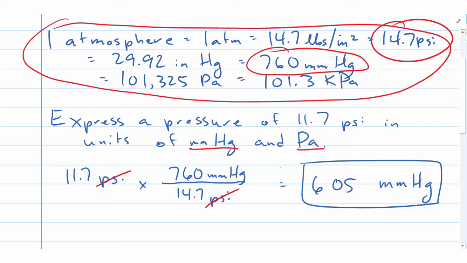Now, once we get this answer, we should ask ourselves if it makes sense. Well, 11.7 psi is a little bit less than 1 atmosphere, and looks like 605 is also a little bit less than 1 atmosphere as well, so this would be an answer that makes sense. Any questions?